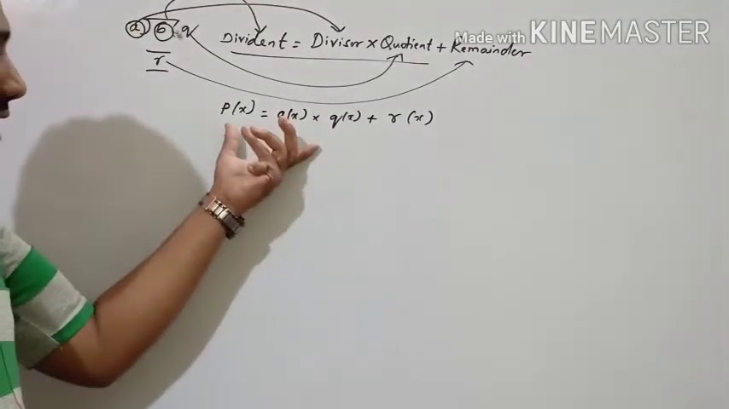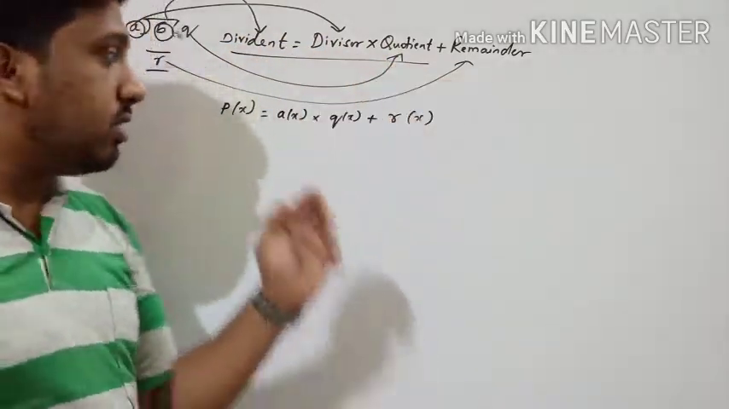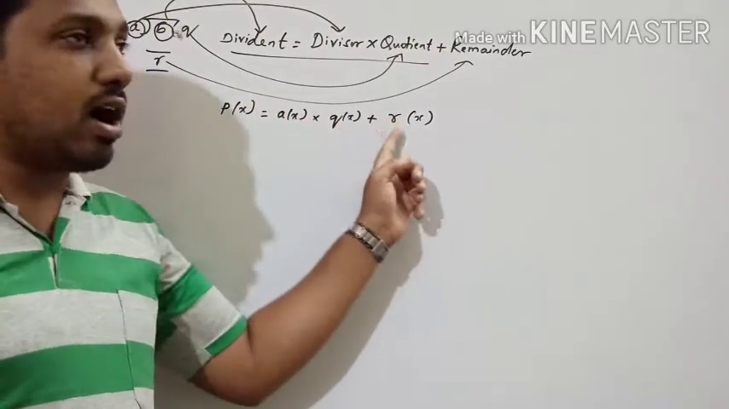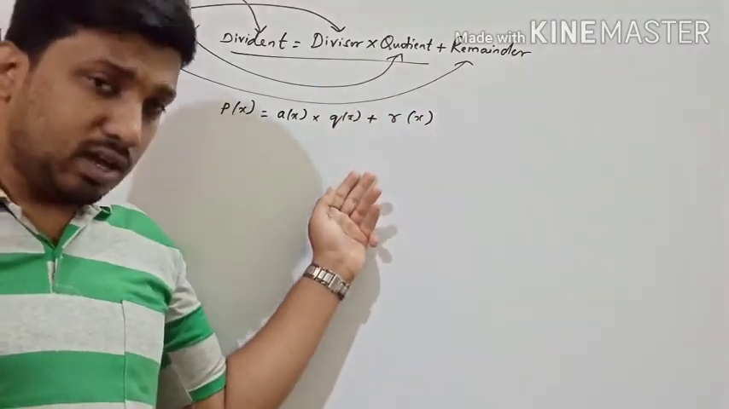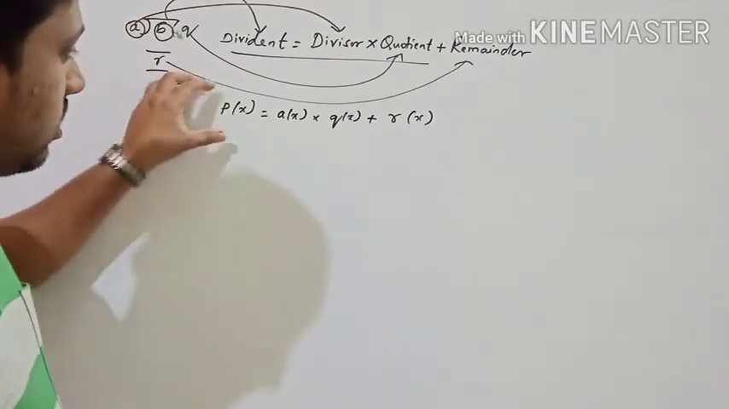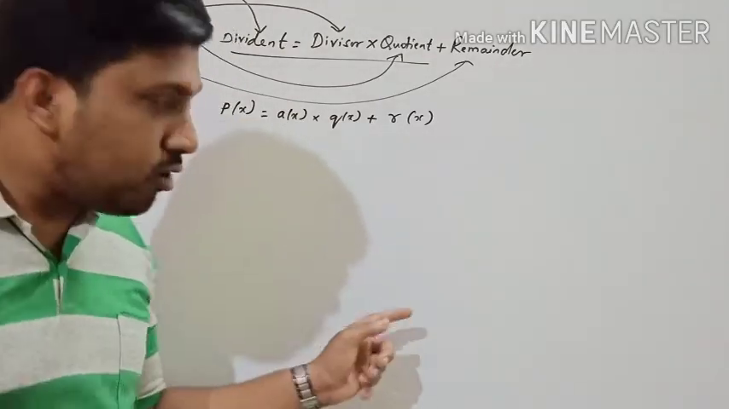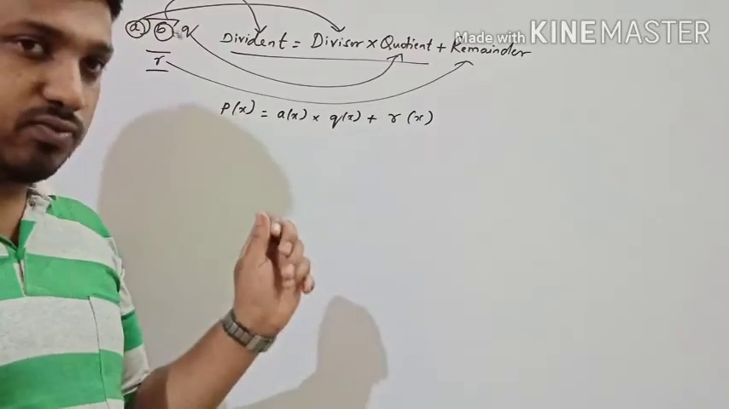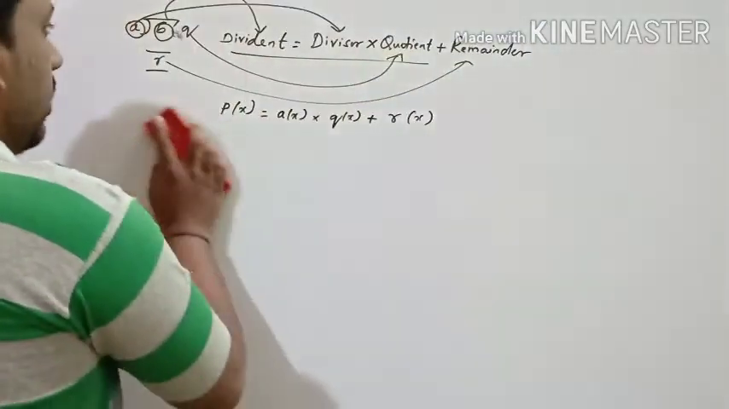Hence we have the relation: dividend is equal to divisor into quotient plus remainder. Similarly here, p of x is the dividend, so p of x is equal to a of x into q of x plus r of x. This is the relation, the same relation with the variable. Using this, we are going to learn how to divide a polynomial and also verify the division algorithm. Let us go to a direct problem and see how it happens.